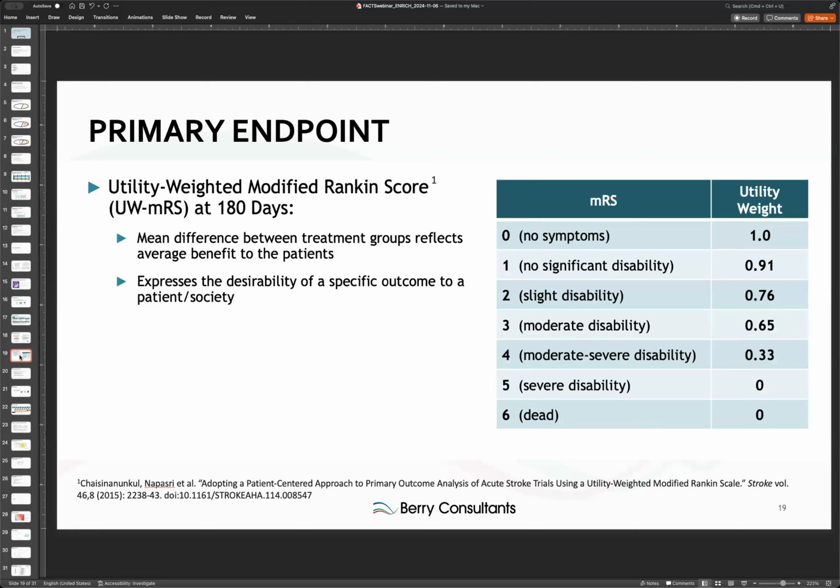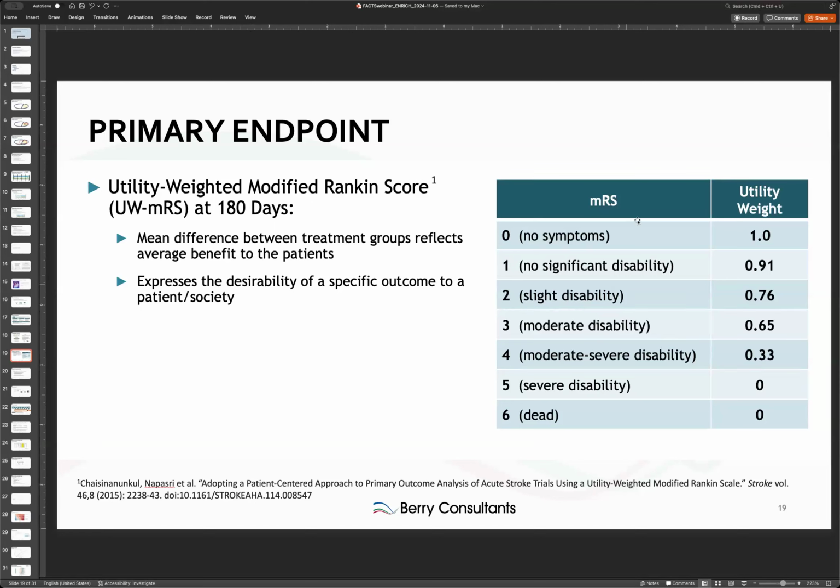Okay, the primary endpoint in this study is the utility-weighted modified Rankin scale, evaluated at 180 days. What we look at for this is the mean difference between treatment groups. A high average is good; you want a high utility weight. If the average utility weight for the treatment group is higher than the average utility weight for the control group, we might think that the therapy, the minimally invasive surgery, provides benefit to patients. This utility weighting structure expresses the desirability of a specific outcome to a patient and society. So there's a paper on this utility weights.